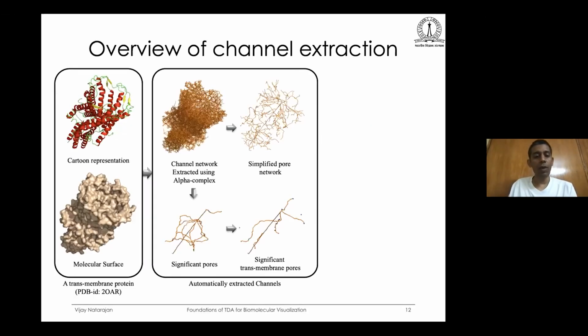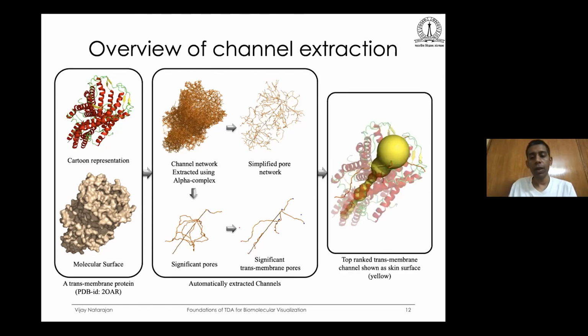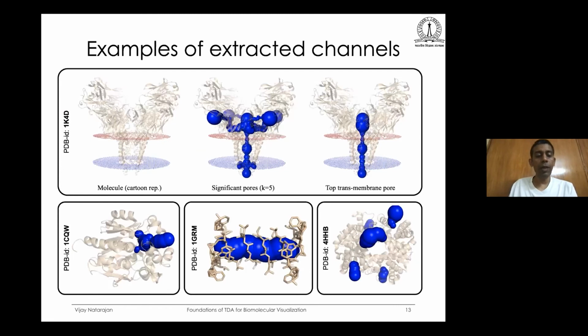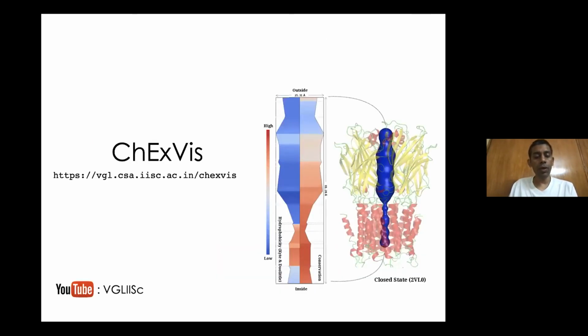The pipeline is essentially what I said. We start with the volume representation, compute the alpha complex, and eventually compute the pores. Of course, there are several other components to handle noise and to identify significant, biologically significant pores and so on. This can be used to compute transmembrane pores and also pores in other molecules. The tool that implements this algorithm is also available and has been used towards the study of several transmembrane pores by other groups.